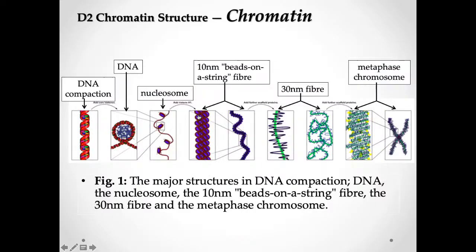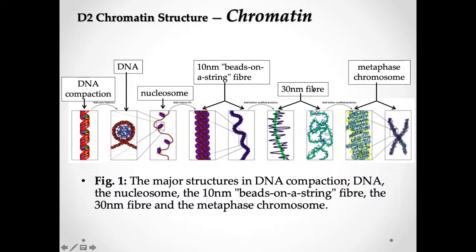Somebody was asking me about how your DNA is compacted. In the chromatin structure, your DNA is coiled around your histones, as we have discussed, and it becomes nucleosomes, which are 10 nanometer beads on a string fiber, and they get further folded.